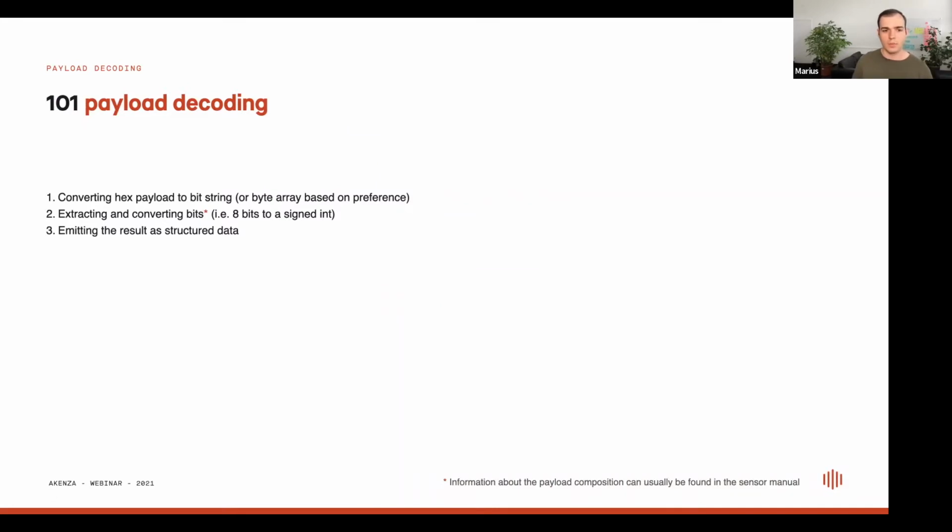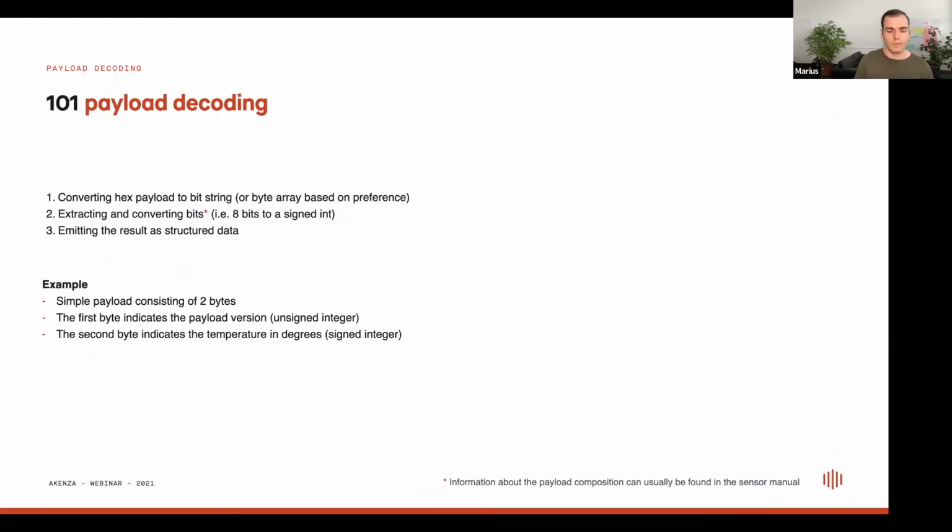Payload decoding basically consists of 3 different steps. When you receive data in a hex format, you first convert this hex payload into a bit string or byte array, based on preference. Secondly, you extract and convert the bits using the structure provided by the manufacturer of your device. And third, you emit the result as structured data.